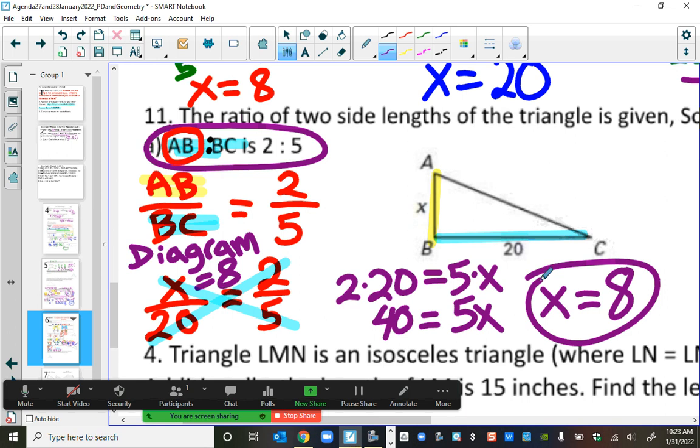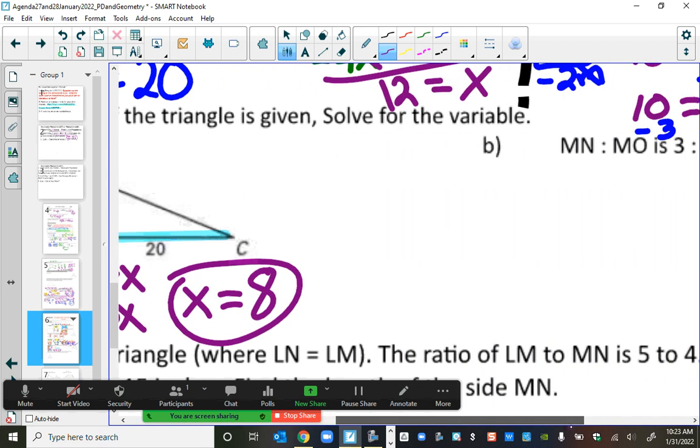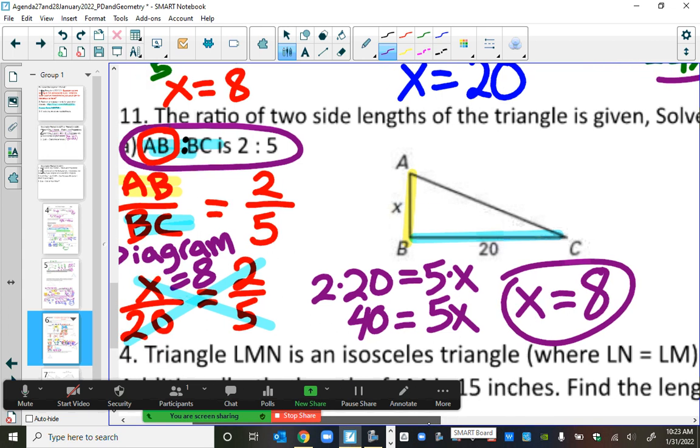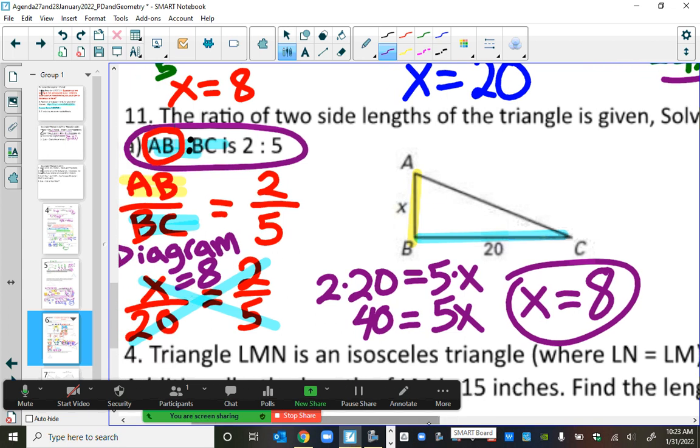Let's look at the next one. Anybody still need to write down 11A? Good? Christian? Good? Got it, Edwin? Anna, you good too? All right.